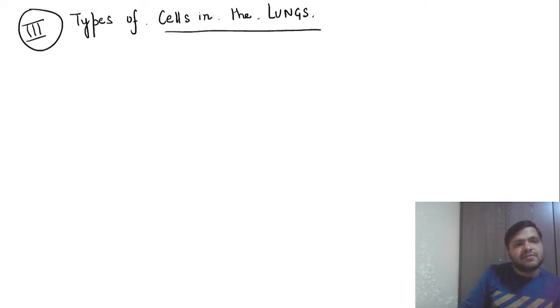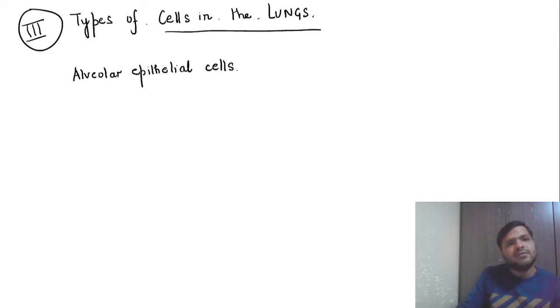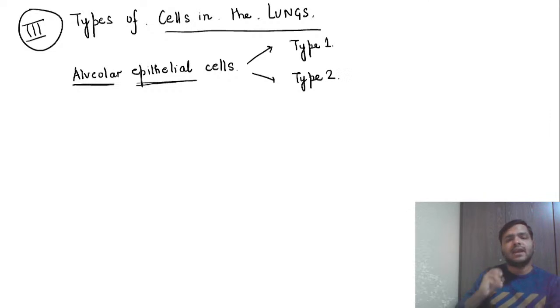Now, the very first one is the alveolar epithelial cells. These alveoli basically contain epithelial cells which are of two types. We have type 1 and type 2.